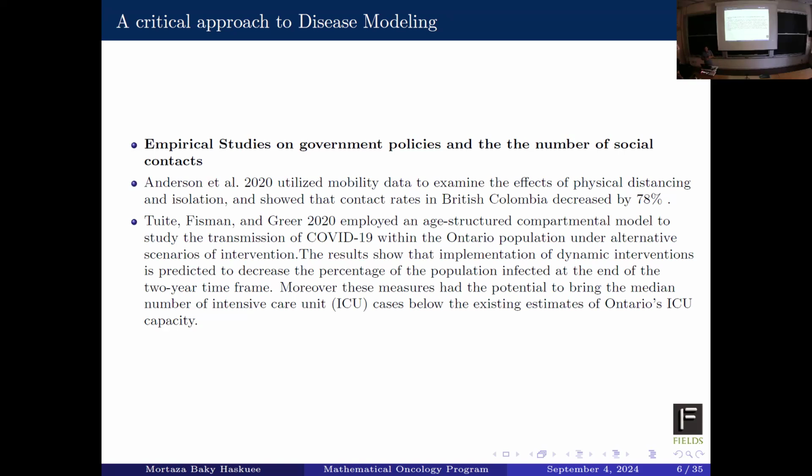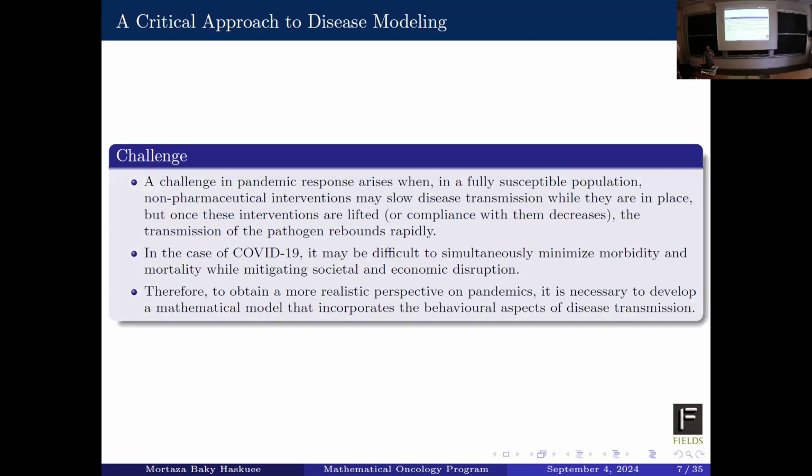So, and also another study here, they use age-stratified models and a compartment model to study the transmission of COVID within Ontario under alternative scenarios. And the results also show that these policies have a positive impact on the number of contacts. So, as I mentioned, in these models, statistically, we can show that these policies have a positive impact on the number of contacts and the number of infections.